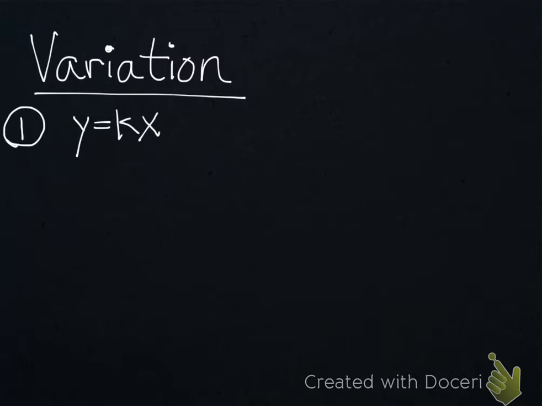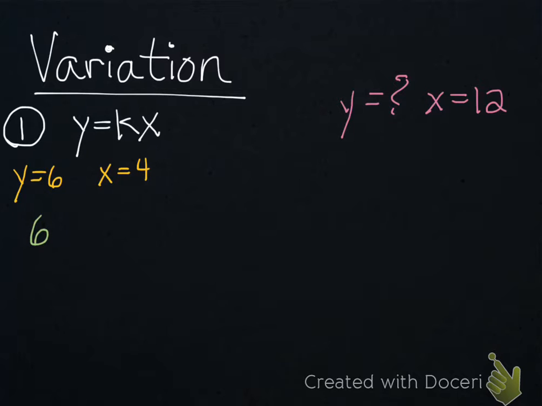And when y is 6, x is 4. So they just gave us two pieces of information that we can use to find k. Then we want to find y when x is 12. So what is y when x equals 12? This gives us a good outline structure. Let's start by finding k.